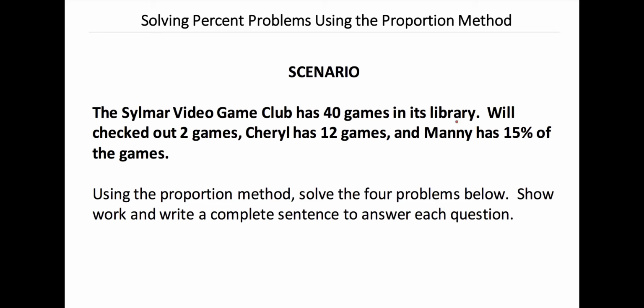So let's see, I think that this is probably important. Okay, 40 total games, that's probably the whole, I would think. Will checked out 2 games, so this is going to be a part. This 12 games of Cheryl's that she's checked out is going to be a part. And this is a percent representation of the part of the games that Manny has checked out. So let's see how that all plays out. We'll see what the questions look like.